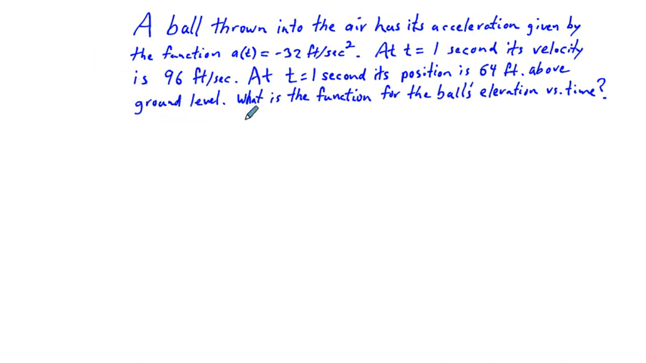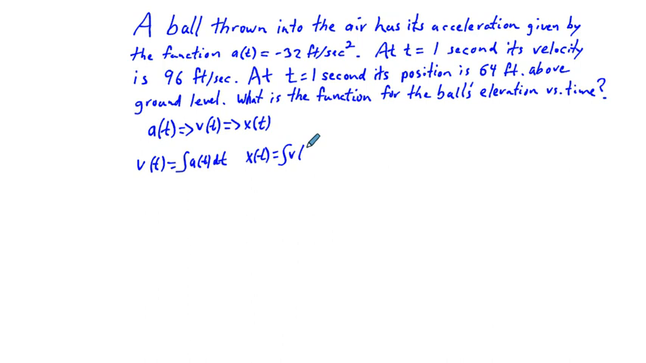I hope you can see that this is a function where we are going to go from acceleration, which we designate as a of t, to velocity, which we can call v of t, and finally to position, which is sometimes called x of t. So as far as velocity, v of t is equal to the integral of a of t dt. And also the position x of t is equal to the integral of the velocity v of t dt.